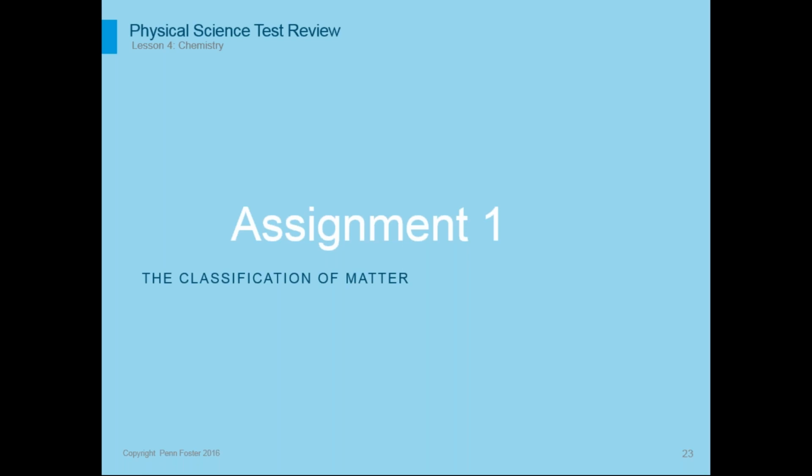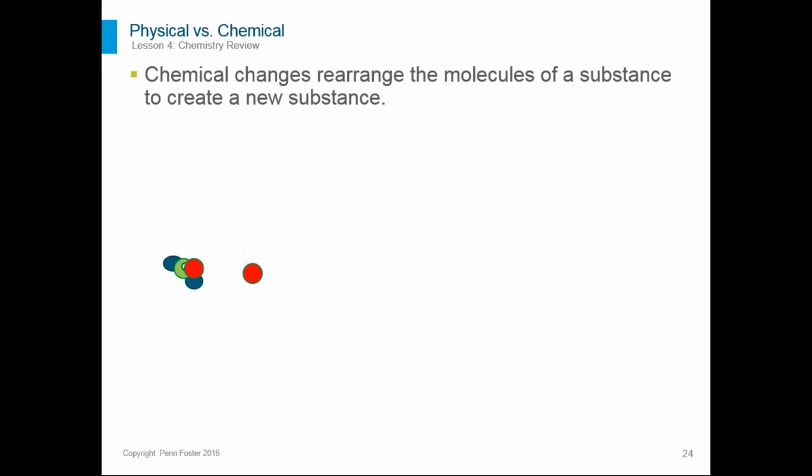So we're going to start with Lesson 4, Assignment 1, the classification of matter. First, the difference between a few different terms that we use in chemistry. Chemical changes happen when we rearrange the molecules of a substance to create a new substance. An example of this would be lighting something on fire. You've taken something like a match and converted it into ashes and smoke, and you've released light and heat. So we took something and changed it into something else with different molecules, different properties.